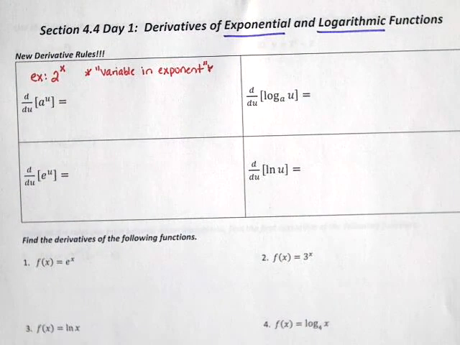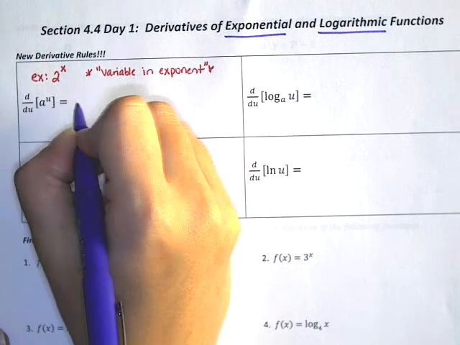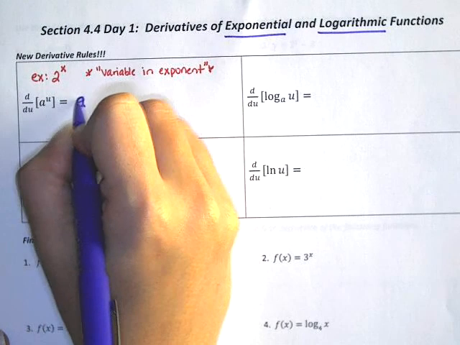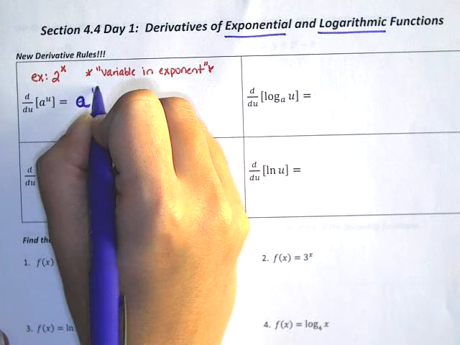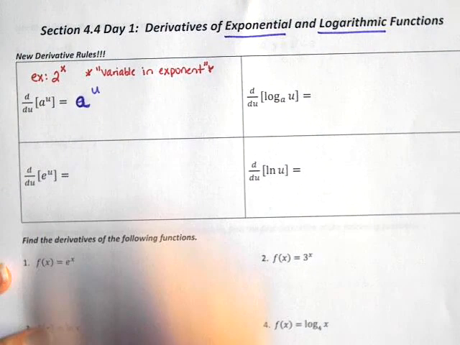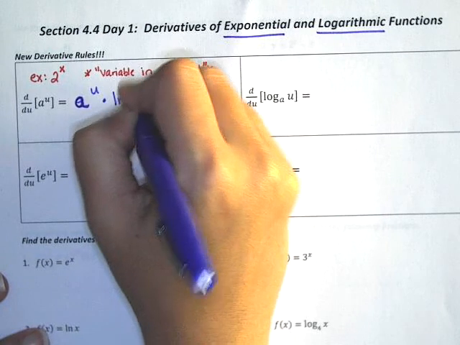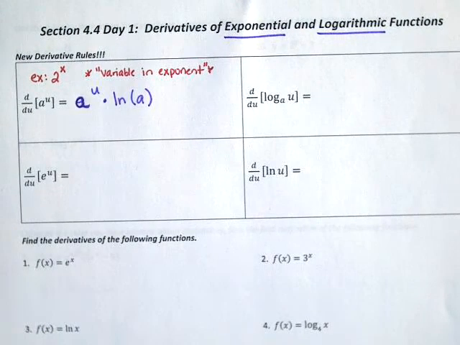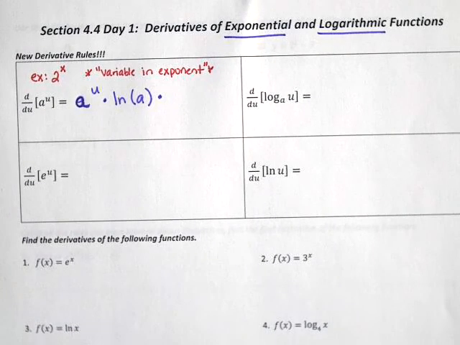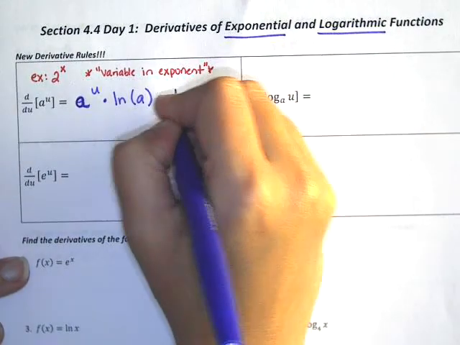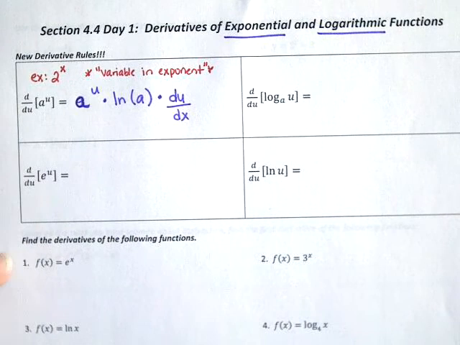So, to take this derivative, here's the rule. We say that the derivative of a to the u power is a to the u power times the natural log of a, the base, plus, because u doesn't necessarily have to be an x, it could be a 2x, a 3x, an x squared plus 7, we have to then use the chain rule and take the derivative of the actual power of the function.